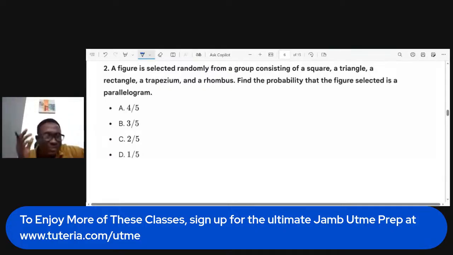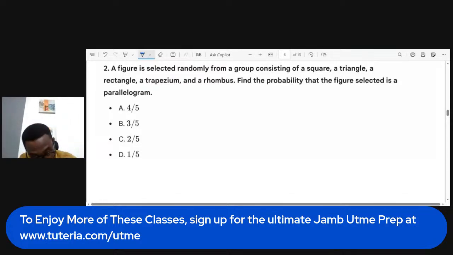Parallelogram is simple. The definition of a parallelogram is a shape with 4 sides, and the opposing sides are equal. I'll go again. A parallelogram is any shape with 4 sides where the 2 opposing sides are equal. That's the meaning. So who can tell me now the probability of obtaining a parallelogram? How many parallelogram figures do you have there? We have square, rectangle, and rhombus.